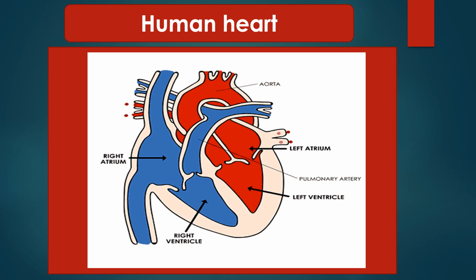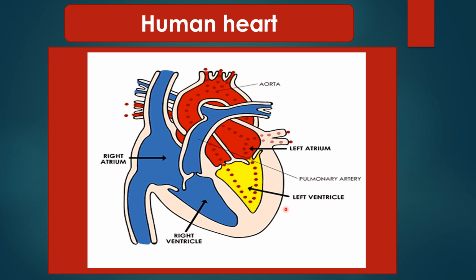Now let us talk about the organ which pumps the blood in the whole body. That means the pumping station of the body, that is the heart. The heart is divided into 4 different chambers: right atrium, right ventricle, left atrium and left ventricle.